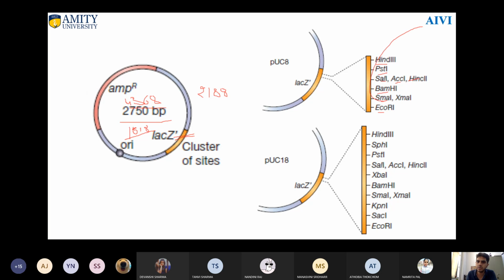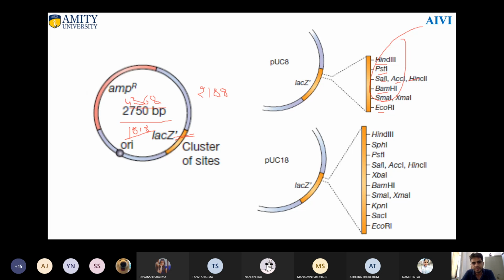So restriction sites are there. Another vector in this line is the pUC line, which is going to be pUC18. It is going to have more restriction sites, and additionally you can see KpnI, SacI, and these are the additional sites you are going to have in it. In this way, you can simply say that pUC is going to be a bit better than your pBR322.